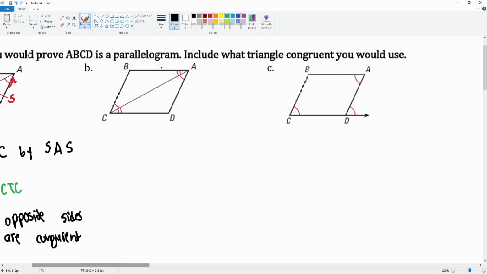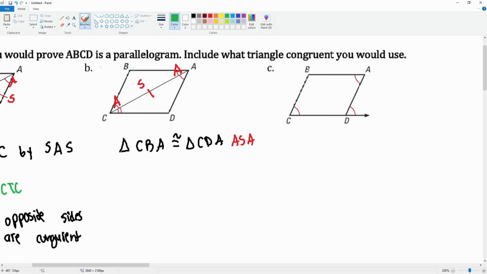Okay, this one, well, I have the reflexive here, which is a side. I have an angle and an angle here, so I can show triangle CBA is congruent to triangle CDA by angle, side, angle. And then once I show it's congruent, then I can also get the parts are congruent.